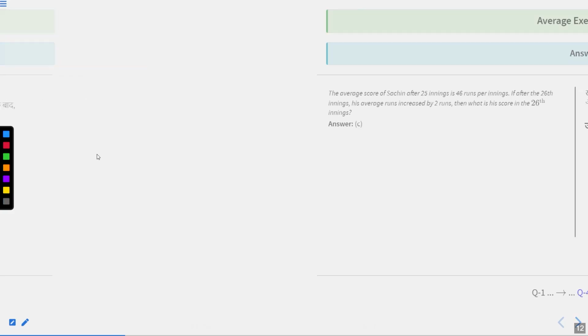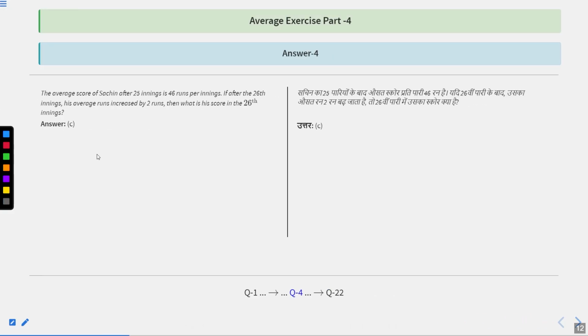Time's up. Let's see the solution. The question says the average score of Sachin after 25 innings is 46. So what will be the total score of Sachin in 25 innings? We can multiply 25 into 46, which becomes 1150.